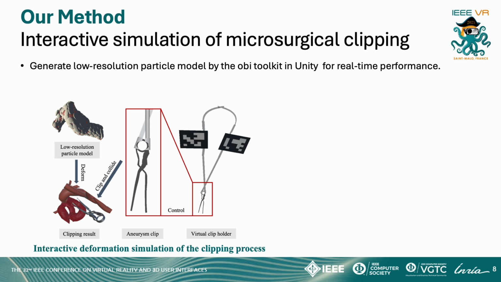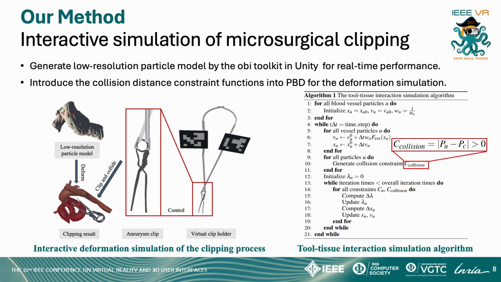For interactive microsurgical clipping simulations, we used the Obi toolkit in Unity to generate low-resolution particle samples from the 3D mesh model, speeding up the simulation of vessel deformation after clipping, as shown on the left. Next, we apply collision distance constraints within the position-based dynamics method to simulate aneurysm vessel deformation. This helps reduce penetration during two tissue interactions and improves deformation stability. The pseudocode for this is shown in Algorithm 1.